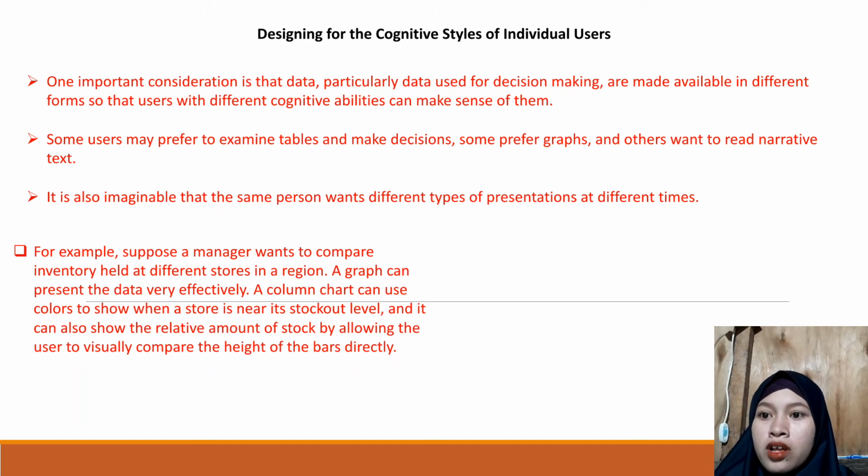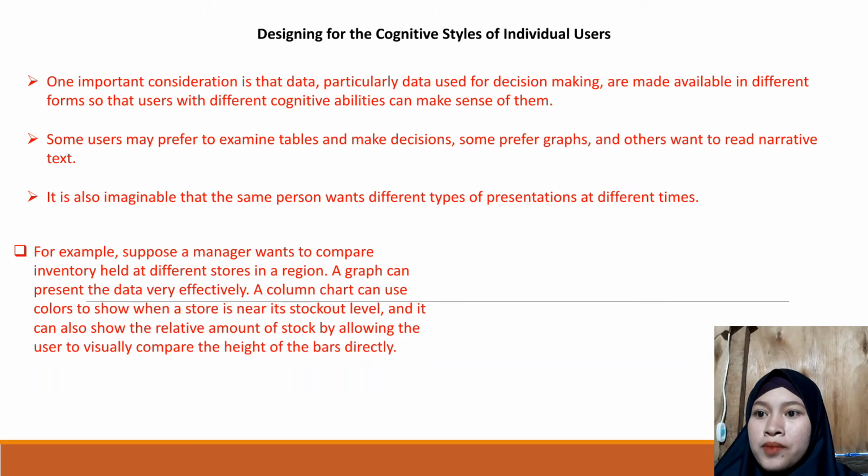For example, suppose a manager wants to compare inventory held at different stores in a region. A graph can present the data very effectively. A column chart can use colors to show when a store is near its stock out level, and it can also show the relative amount of stock by allowing the user to visually compare the height of the bars directly.